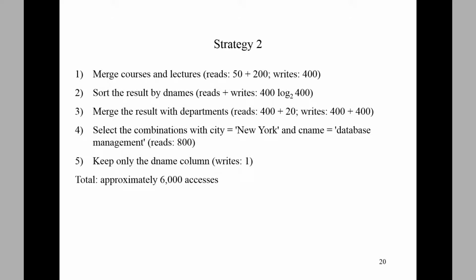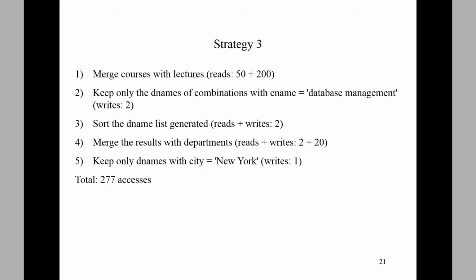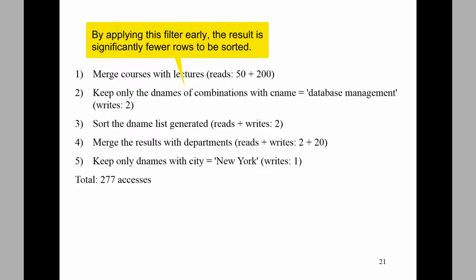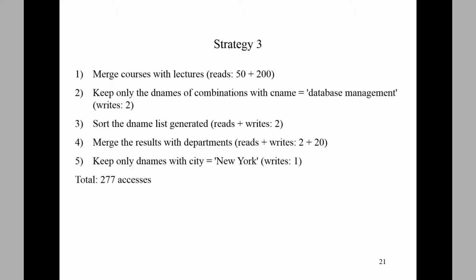But there's a third possible strategy that they suggest, and this will demonstrate further refinements by performing value-based selections early to reduce the cost for sorting and merging of intermediate results. So we merge courses with lectures. We keep only the department names of combinations with CNAME or course name equal to database management. Then we sort the department name list that was generated, merge the results with departments, and keep only the department names that satisfy city equals New York. And we've reduced this considerably. Now we're down to 277 accesses.